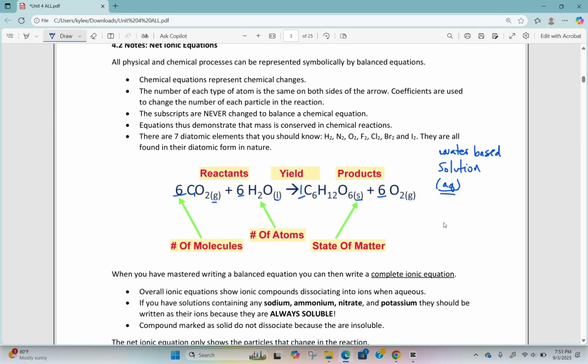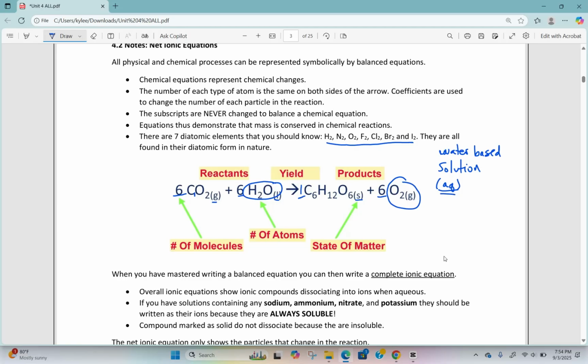We also need to keep in mind that we have diatomic elements like oxygen. We talked about that in the last video. It's only diatomic when it is riding solo. It has some other friends that also do that as well. That is not true though when it is in a compound. So here with water, notice we do not have a 2 next to oxygen because that's not how it combines with water.